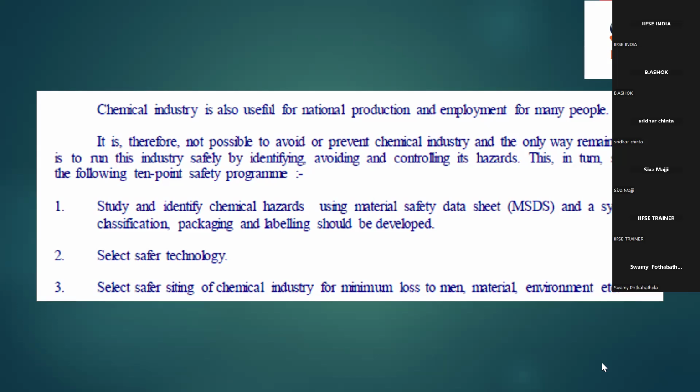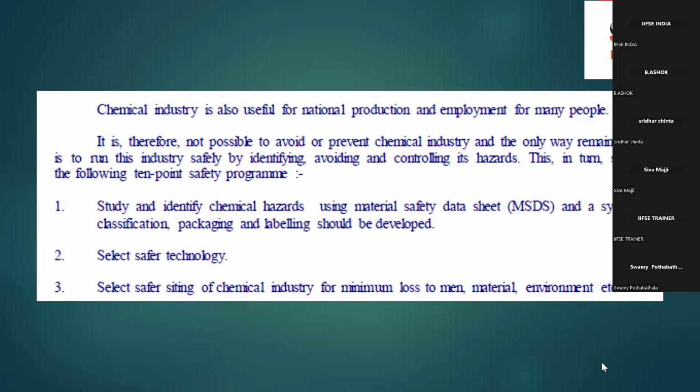And also the system of classification, packaging, and labeling should be developed. So first we have to understand the hazard. What is meant by hazard? Anybody? We have discussed many times. Hazard, what is it? You just put it in the chat box. I'll run through. Okay, put it in the chat box.